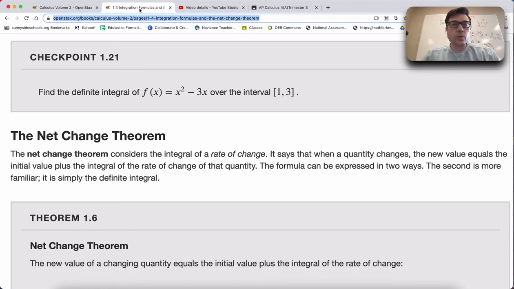Calculus AB. We're talking about 1.4 from our OpenStax textbook, and this is checkpoint 1.21, where we're looking at integration formulas and ultimately the net change theorem, which is not the purpose of this video, but it will be using some information we already know. Checkpoint 1.21 says, find the definite integral of f of x equals x squared minus 3x over the interval from 1 to 3. It's a closed interval, and the function itself is continuous and differentiable everywhere in that interval. So we can use fundamental theorem of calculus part 2.